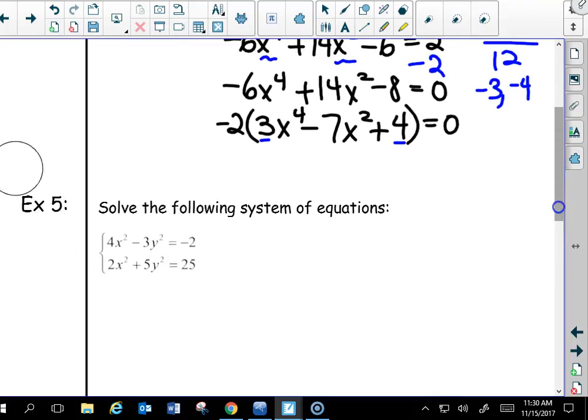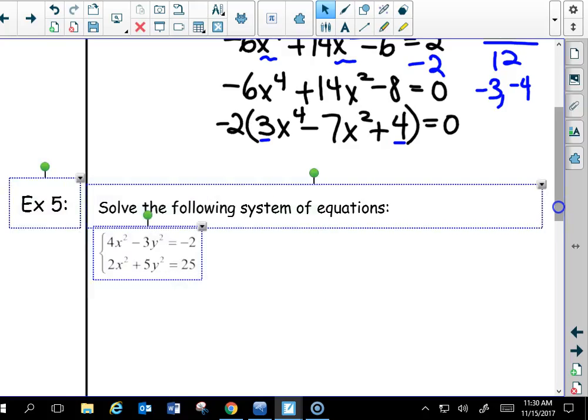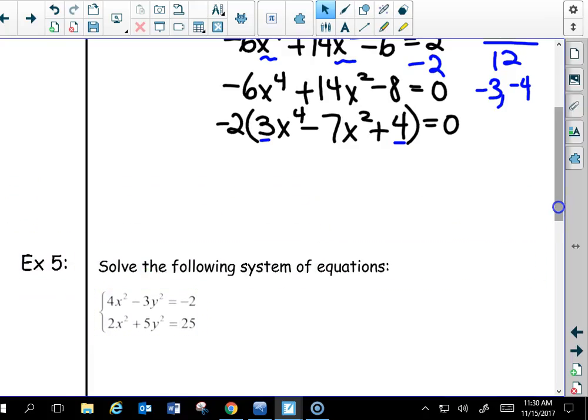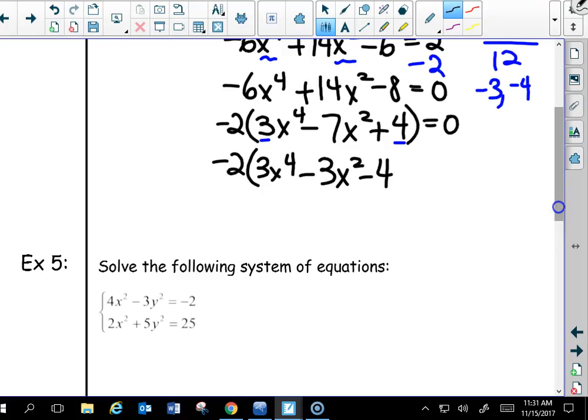That didn't work. Just moving that down. All right, so I'm going to use the negative 3 and the negative 4 this way. I'm rewriting that negative 7x squared using those two terms. It will be much easier to factor.